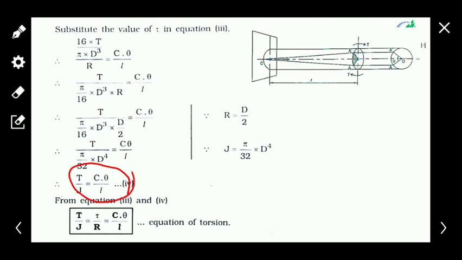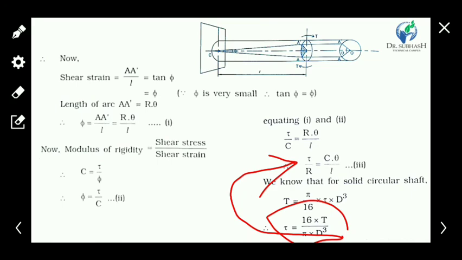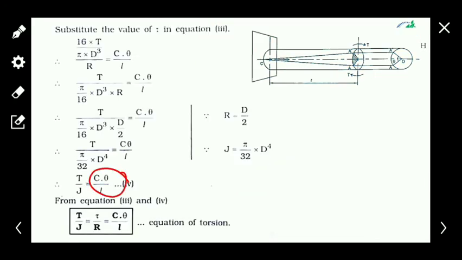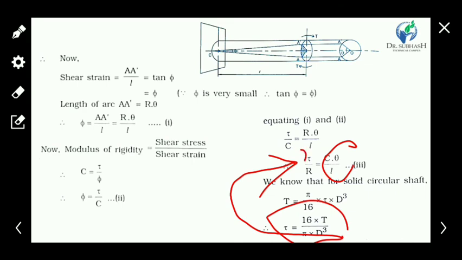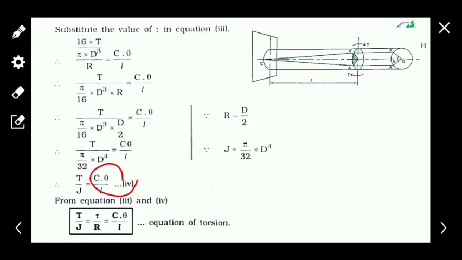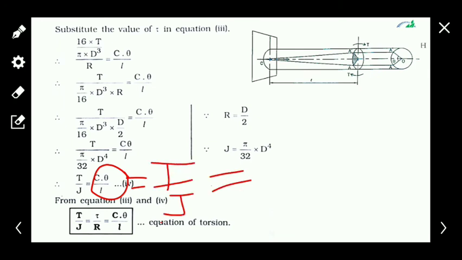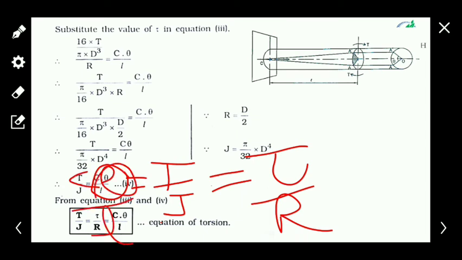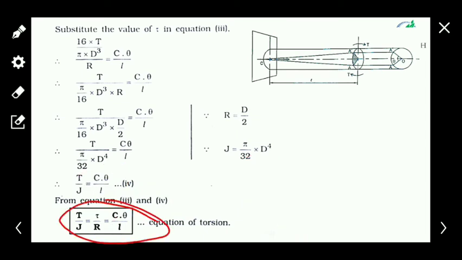So this is equation 5. Here, C theta upon L is equal to tau upon R, and C theta upon L is equal to T upon J. So we can write these relations: C theta upon L is equal to T upon J and tau upon R. This relation is called the torsional equation. This is the torsion theory.